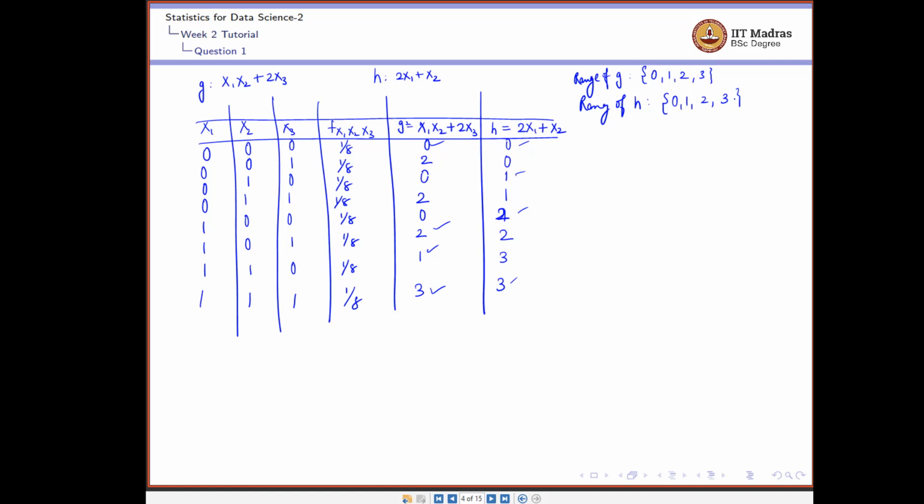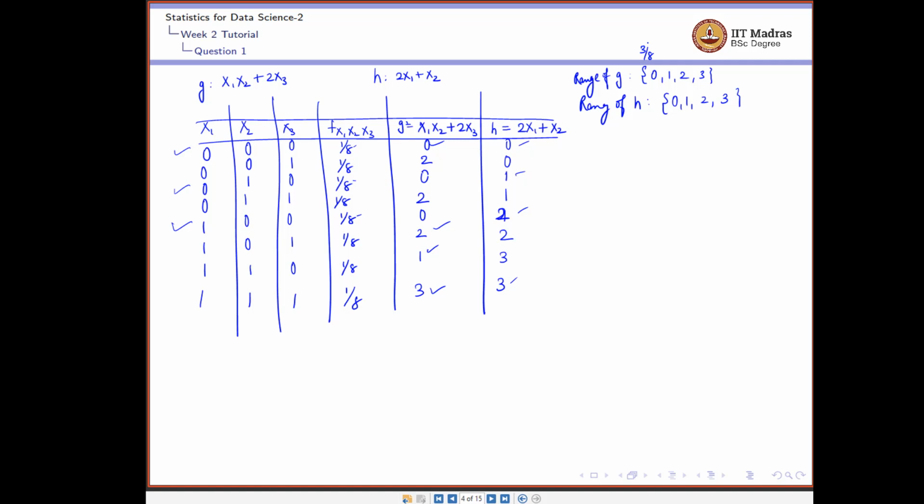Now, what is the probability that G is taking the value 0? As you can see, G is taking the value 0 for the first case, the third case, and the fifth one, right? So, for 0, 0, 0, for 0, 1, 0 and for 1, 0, 0, G is taking the value 0. So we'll have to add these 3 probabilities. So we'll have 3 upon 8.